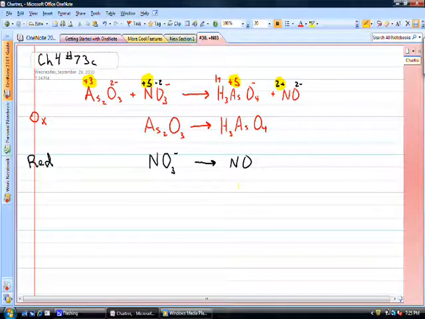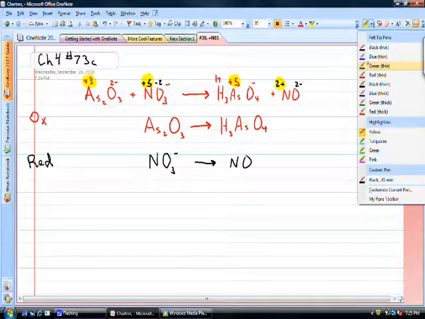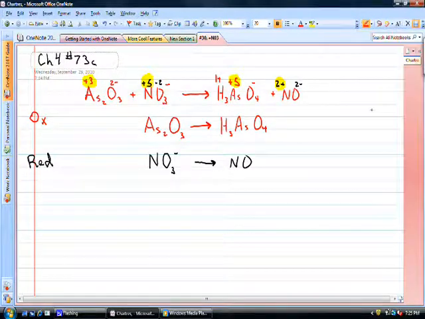Now we're going to balance this. It says for each of these half reactions, balance all the elements except hydrogen and oxygen. So here, to balance the AS, we're going to put a 2 here. Gives us 2 AS on both sides.